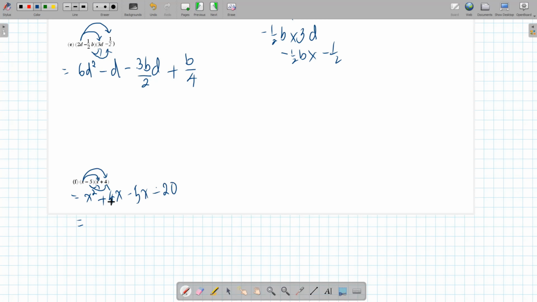Now look at here, class, 4x and negative 5x, this is a like term, right? When we have like terms in expressions like this, we must simplify it. So x squared, and 4x minus 5x, we get negative x, and then negative 20. Right?